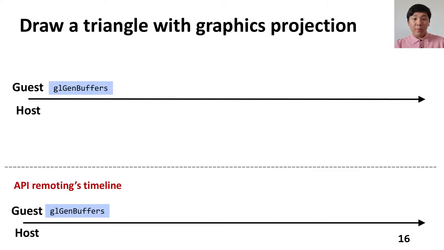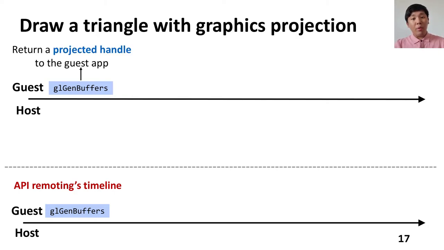So let's see some real action of the projection space. Again, we wish to draw a simple triangle. To do this, we first need a graphics buffer to store the triangle's vertex coordinate data. So we call glGenBuffers to generate a graphics buffer. Naturally, we expect this API call to return a handle to the buffer. In response to this, a projected handle is generated in the projection space and returned to us. Meanwhile, you can see that API remoting does nothing but send the RPC packet to the host.